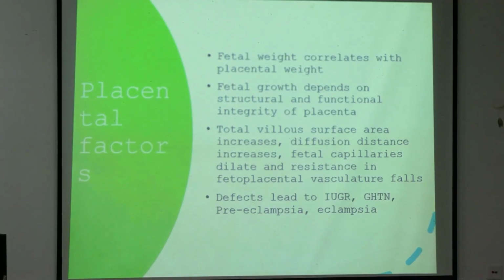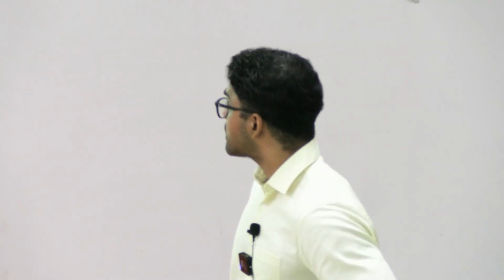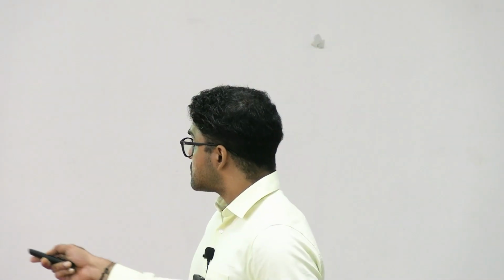So fetal weight correlates with the placental weight. If the placenta is bulky, the fetal weight will be bulky because there are more intervillous spaces, there are more villi, there is greater absorption of nutrients from the mother. So the baby will grow on to become a bulky baby. Placental defects lead to IUGR, GDM and pre-eclampsia and eclampsia.